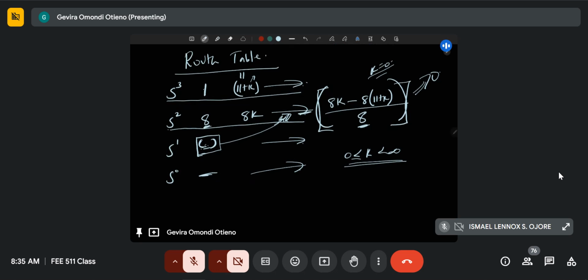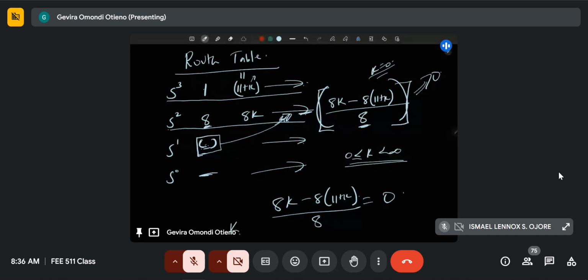So the row that goes to 0 is the row that you take and equate to 0. Like in this case, I would take 8k minus 8 into 11 plus k. Remember, this is just an arbitrary value, is equal to 0. Then you solve for k. When you solve for k, the value you obtain becomes your gain. Again, I'm going to do an example for you, so don't you worry. Plus you also have another example in your notes that you can look at.